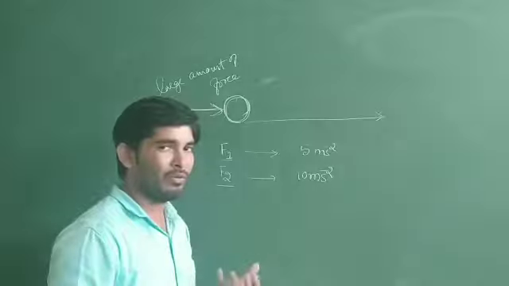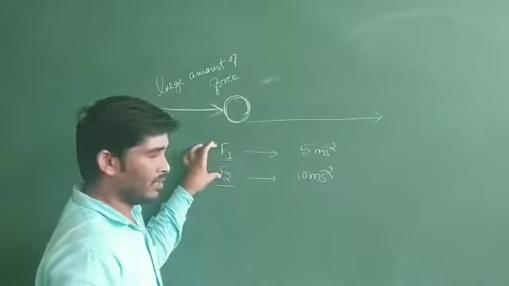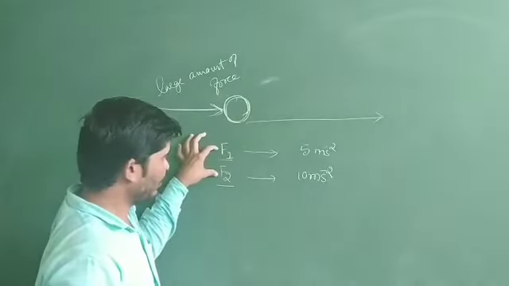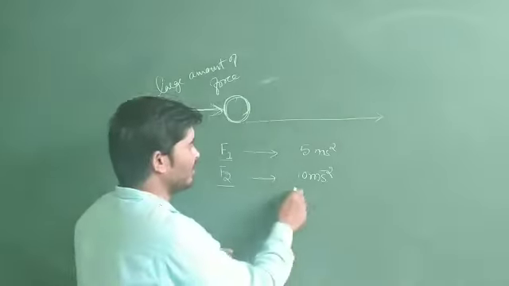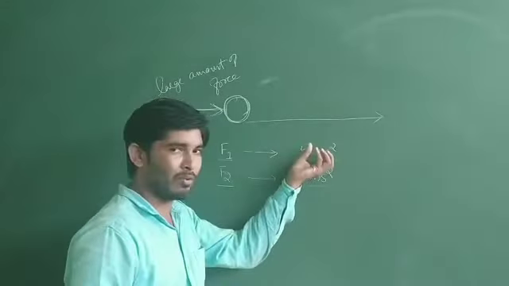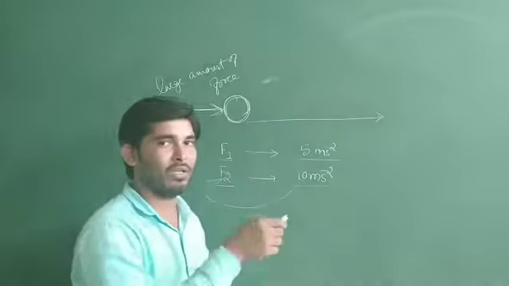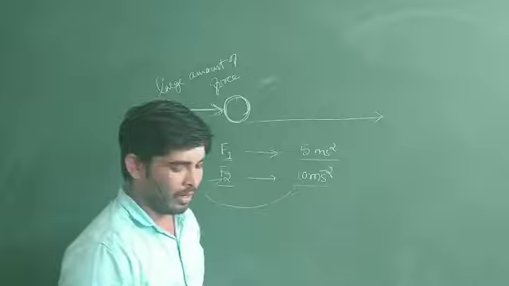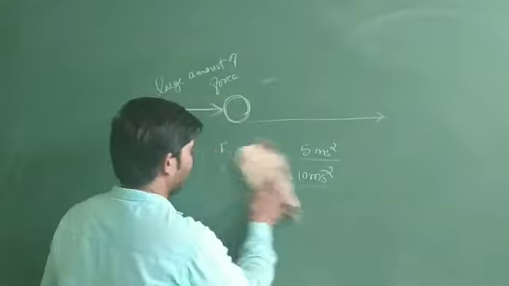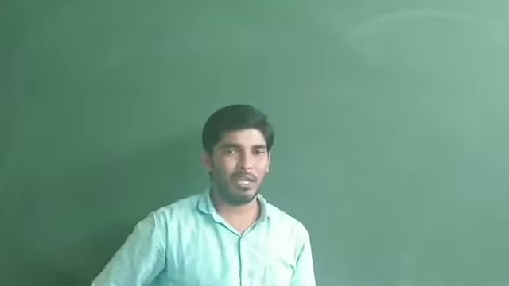Thus, experimentally, Newton found that the acceleration produced in the body depends on the force which is acting on the body. And if you consider another example, where you want to produce the same change in velocity in the same interval of time in two different bodies.